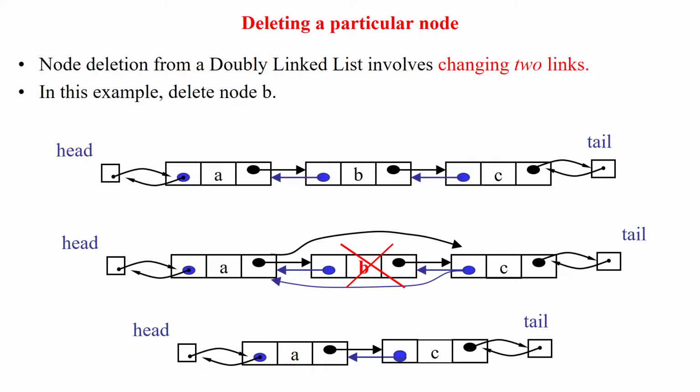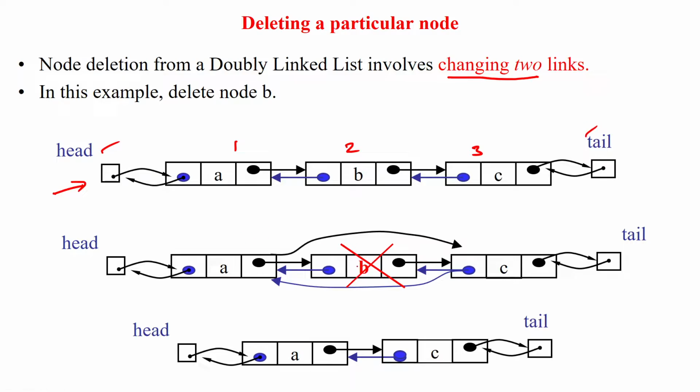Hi, here we are going to discuss deleting a particular node from the doubly linked list. For that, we have to update two links. For example, this is the given doubly linked list, node number 1, 2, 3. A is the head node, C is the tail node.